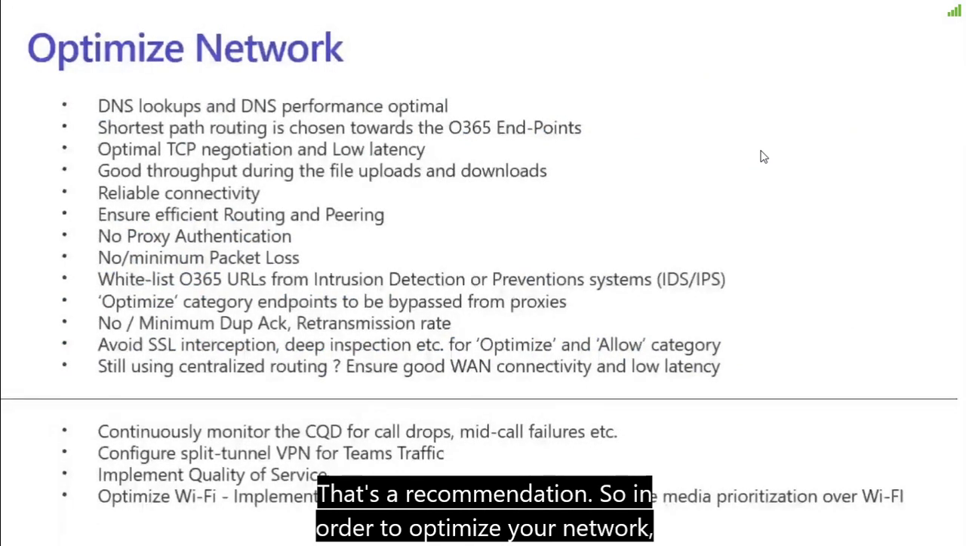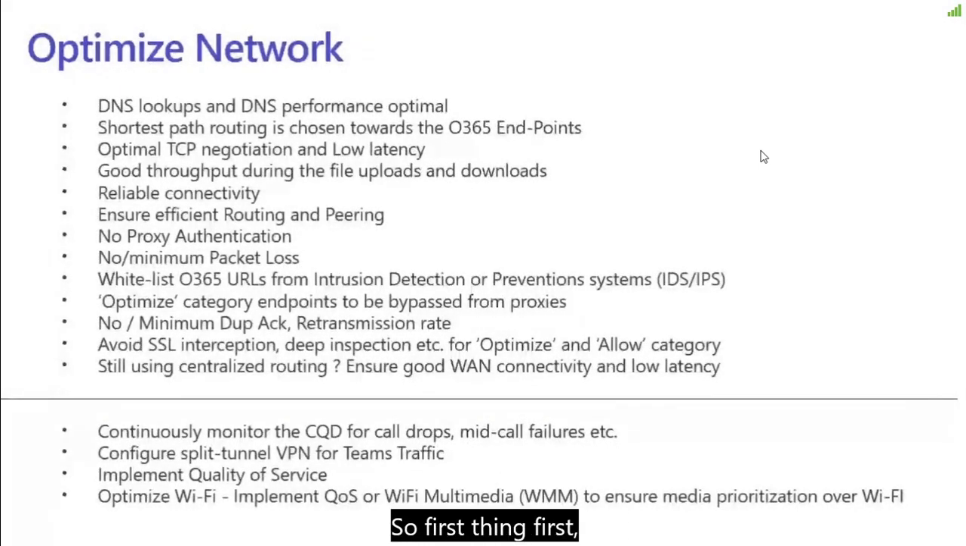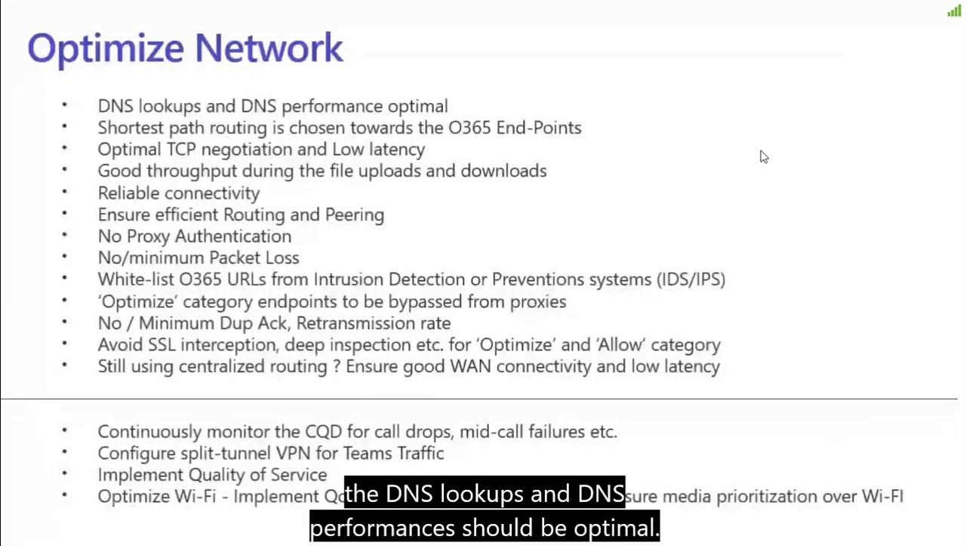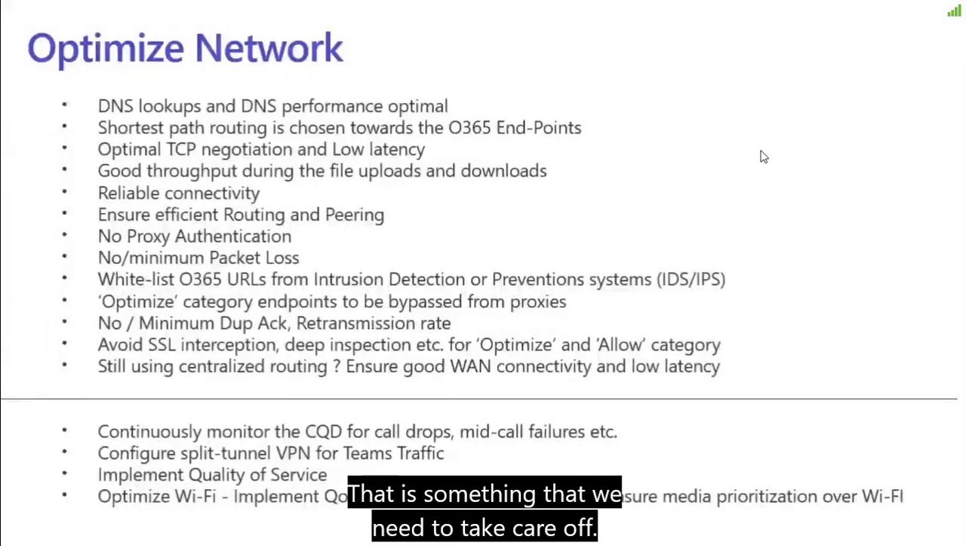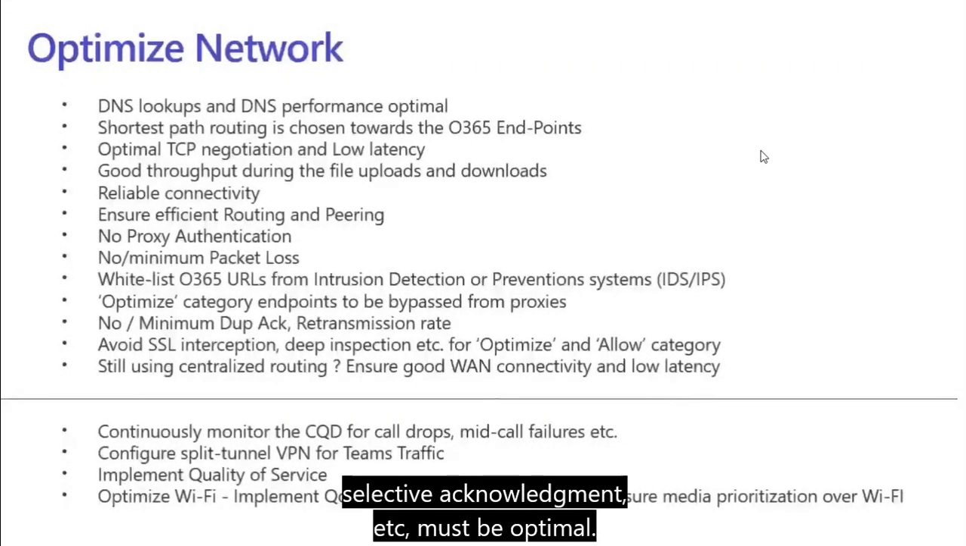So in order to optimize your network, there are several factors that you might need to look at, especially from the network perspective. First things first, the DNS lookups and DNS performance should be optimal. That is something we need to take care of. Ensure that the shortest path is chosen towards O365. The proper TCP negotiations, like TCP window scaling, MSS values, and SACK, selective acknowledgement, etc., must be optimal, and also ensure low latency as much as possible. Good throughput with proper bandwidth planning.